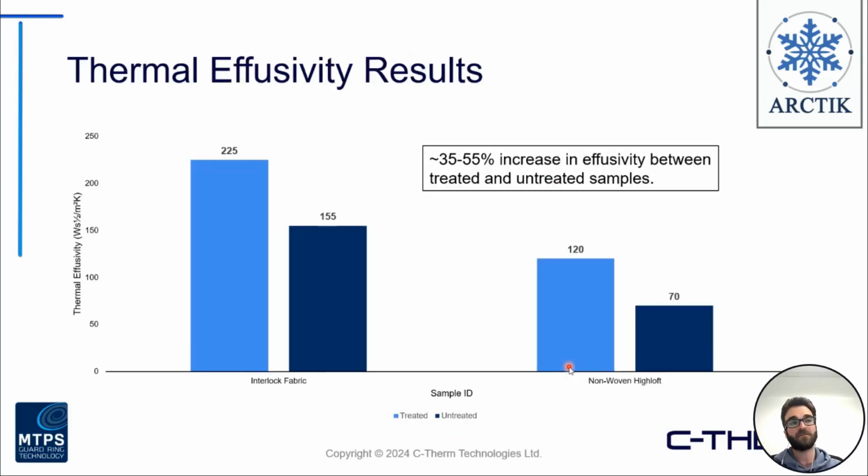So this is where the thermal effusivity comes into play. There were a few samples tested here. There was first an interlock fabric, and secondly, a non-woven high loft. These are two different materials, but within each of their test sets, looking at the untreated versus the treated sample, there is a net increase in the measured thermal effusivity between the two. So clearly that coating, that PCM treatment, is boosting that measurement, correlating to a higher effusivity, being more cool to the touch.